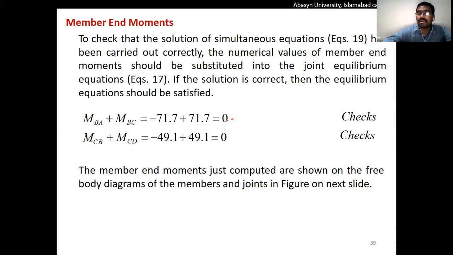If you didn't get the value of 0 at this check, it means that you have certainly made some mistake, either in the calculations, or in the formulas for the fixed end moments, or you have made a blunder in applying the slope deflection equation.